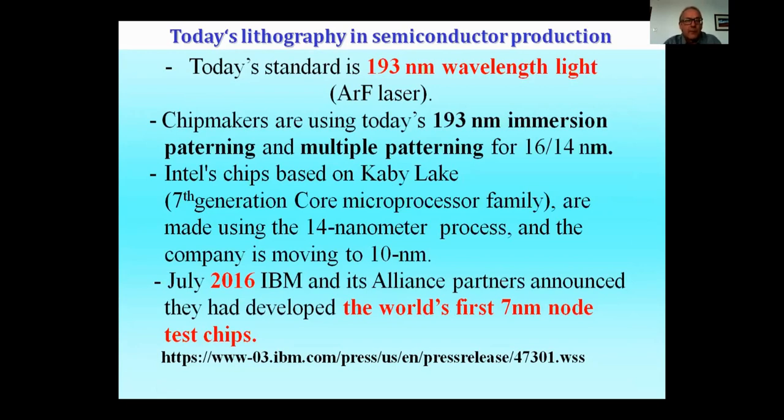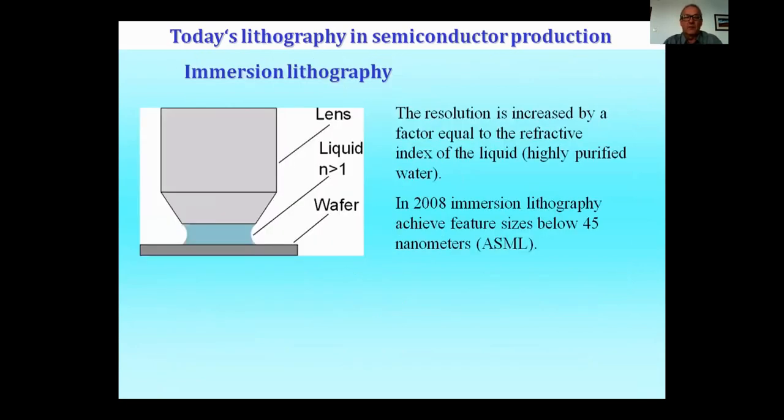The example is a chip presented by Intel, that is the seventh generation Core microprocessor family, which is a 14 nanometer process. And in 2016, IBM and its partners announced that they had developed the first chip with 7 nanometer node. So that is the current situation in production.